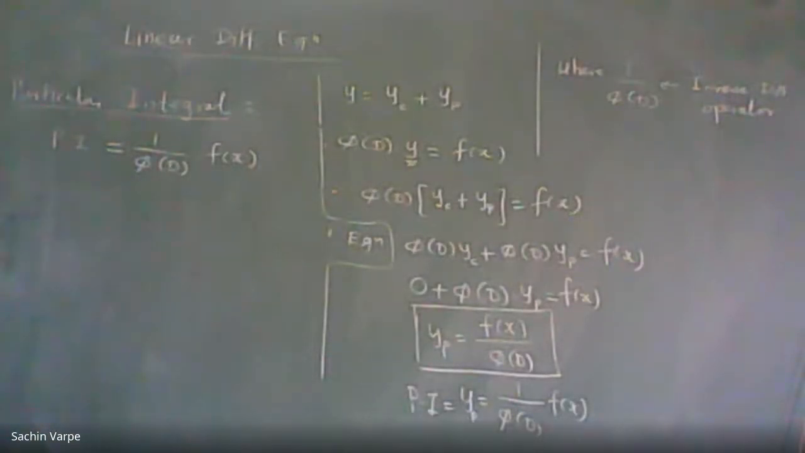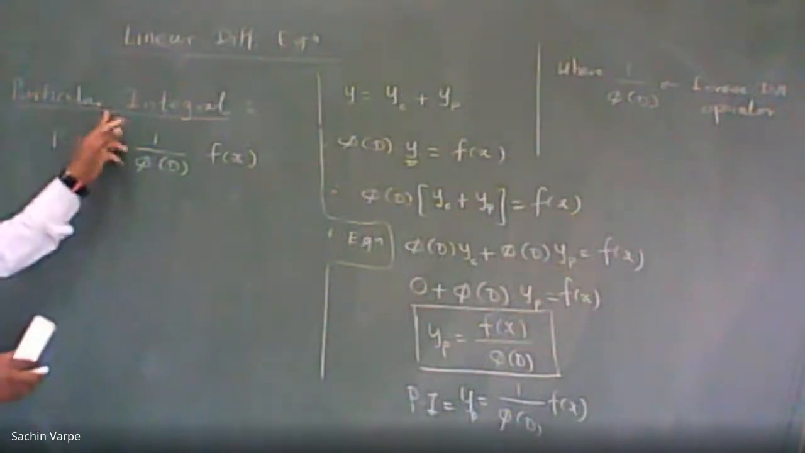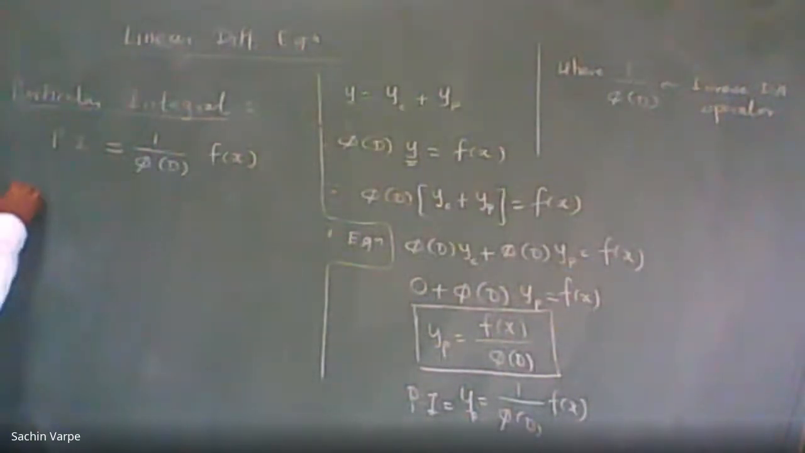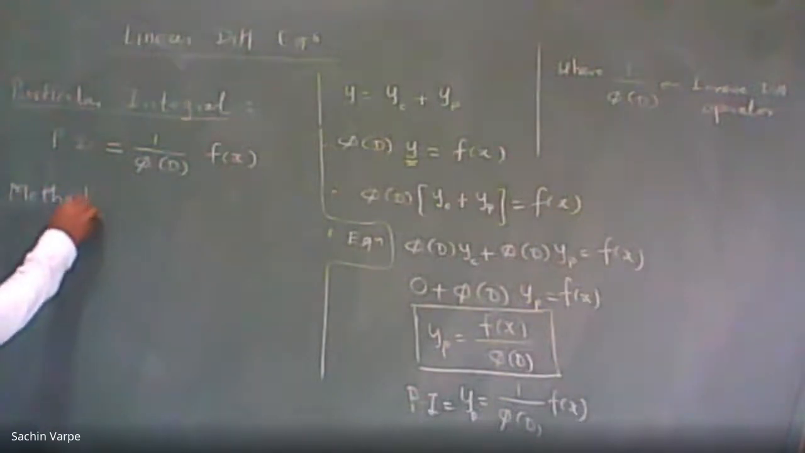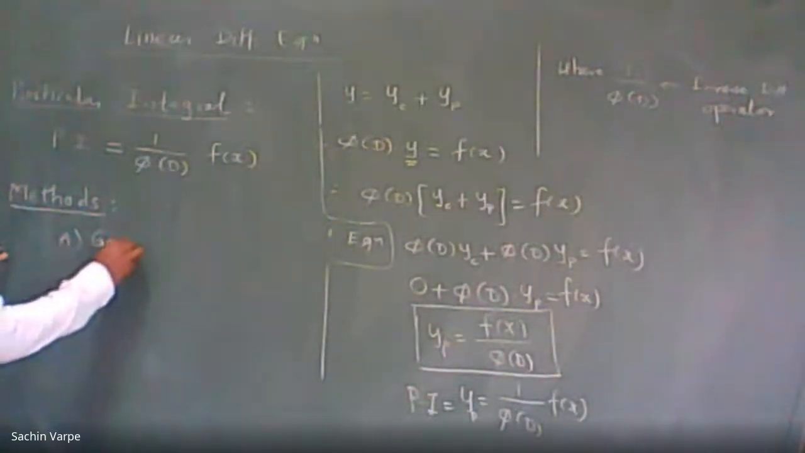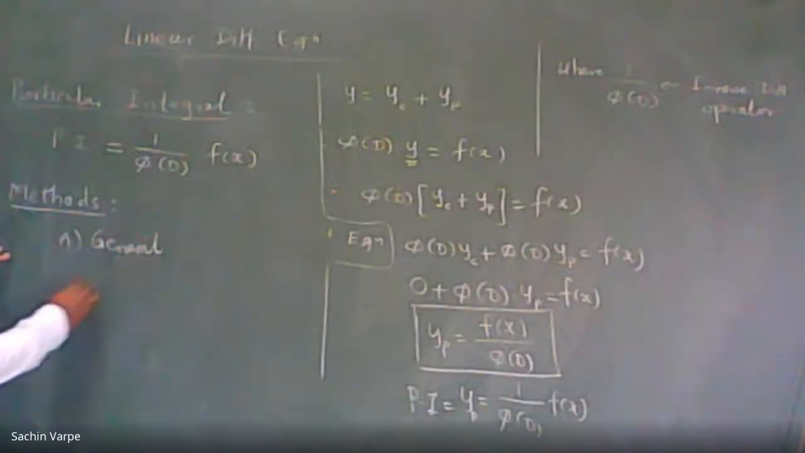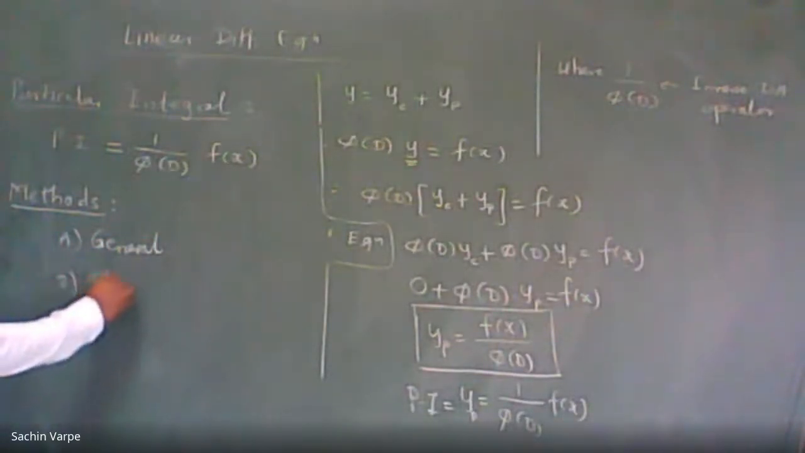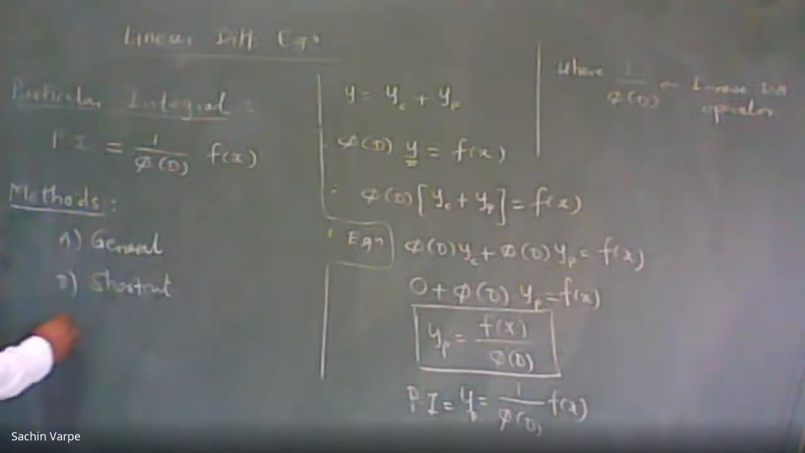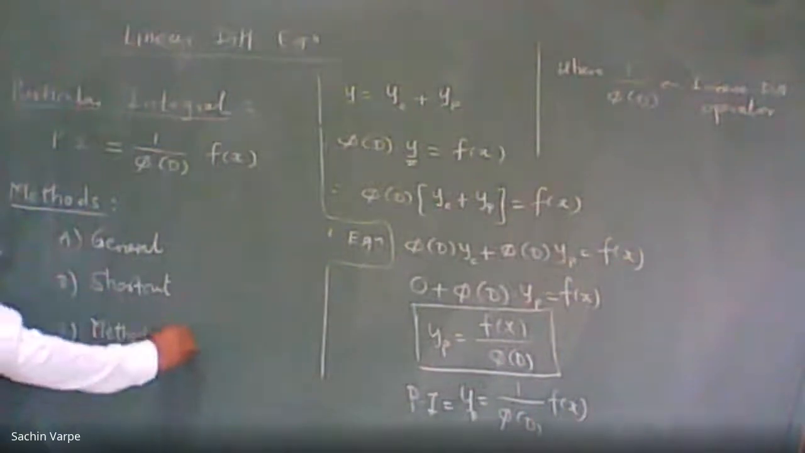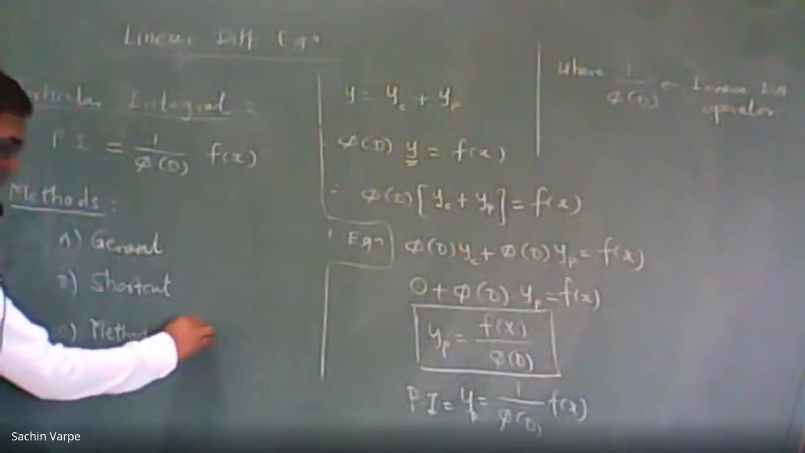So there are three methods to find the particular integral. First is the general method, second is the shortcut method, and third is the method of variation of parameters.